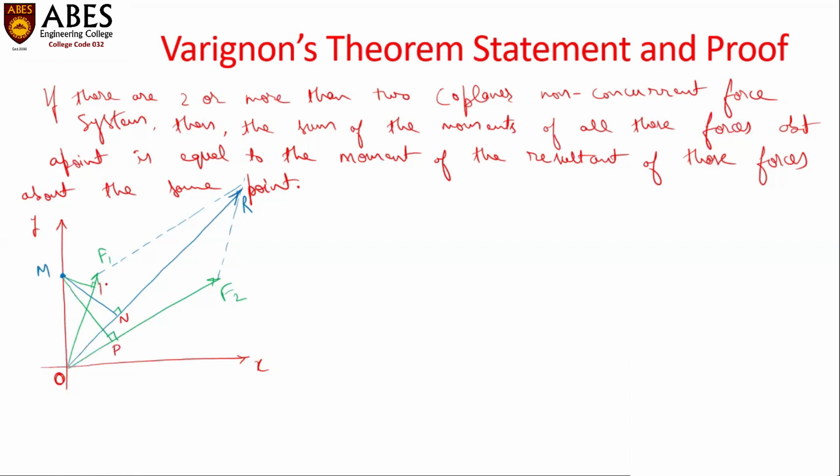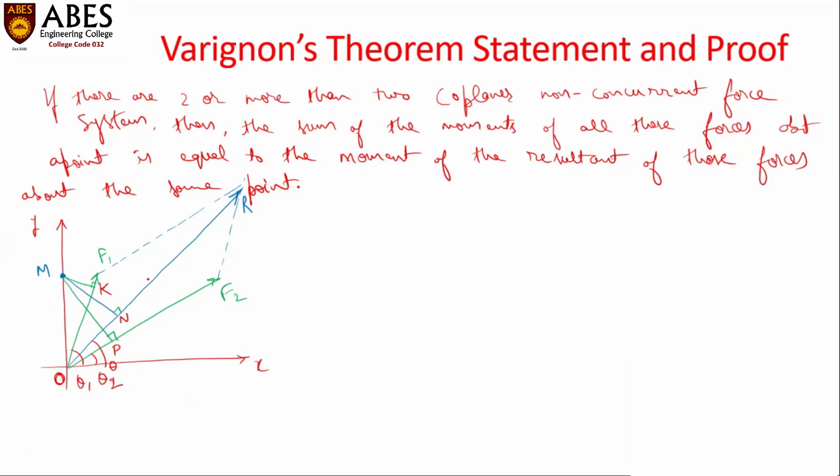We will take this point as K. Okay, sorry. Now, what we need to do, we will mark some angles also. Suppose this angle is theta1, this angle is theta2, this angle is theta1, and this angle is theta. The angles of these three forces from the x-axis are theta1, theta2, and theta, respectively.